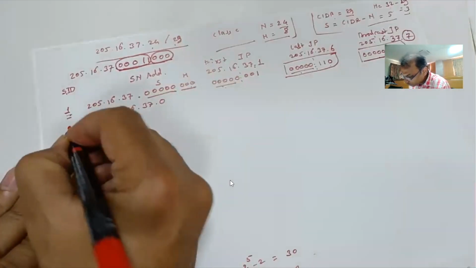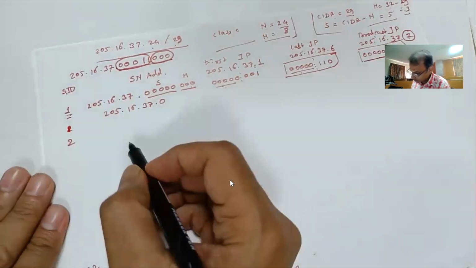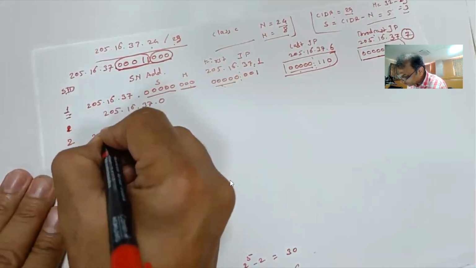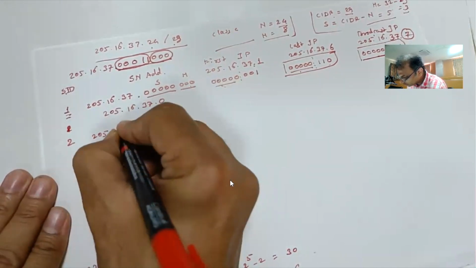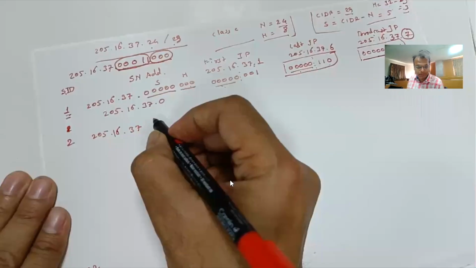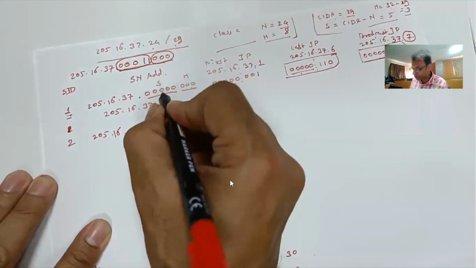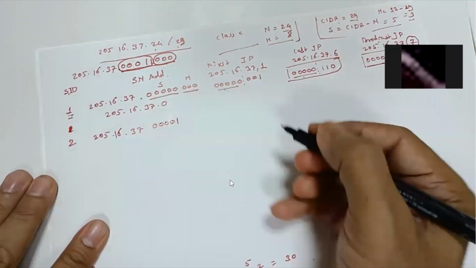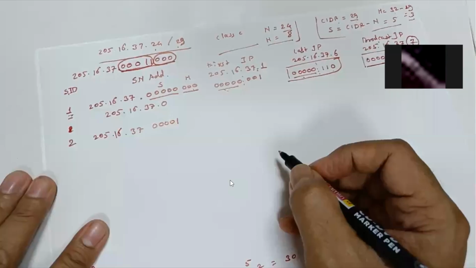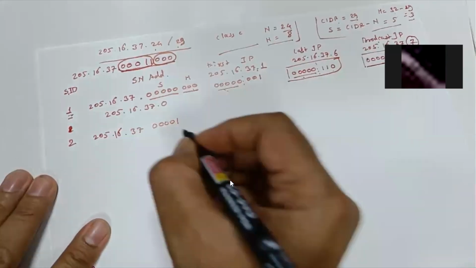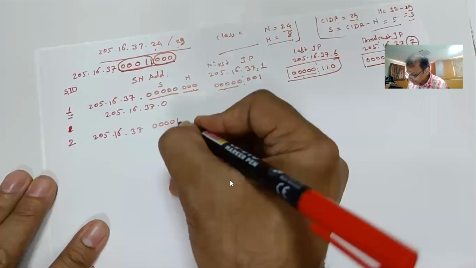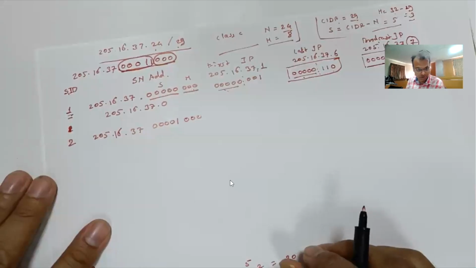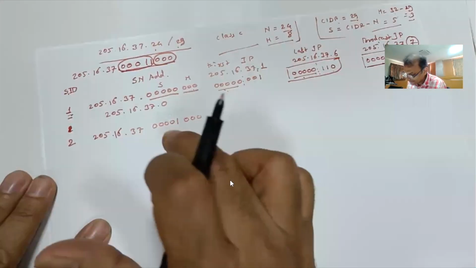Okay, let us move to the next subnet. Now 205.16.37. What is the next subnet? I will change the value of the subnet group. That will be 0001. Next subnet. When I'm talking about the subnet address, it has to be zeros for all the hosts. Correct? What is this value?